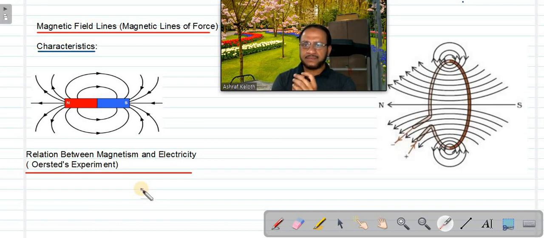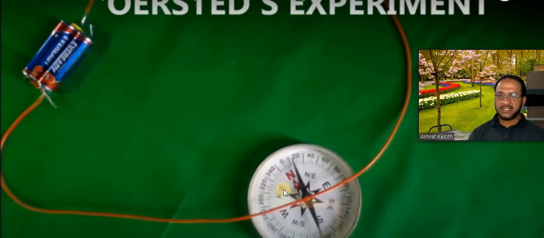From that experiment, we came to know that there is a close relation between electricity and magnetism. Okay? Now all of you observe that experiment. I will show you the experiment. This is the experiment conducted by Oersted. In this experiment, it's very simple. So here there is a cell, a battery, two cells are there. So it is a battery and a compass needle. This is a compass needle and only a copper wire.